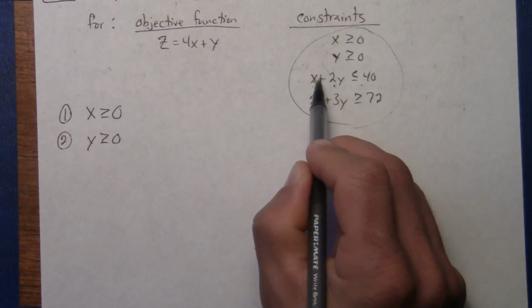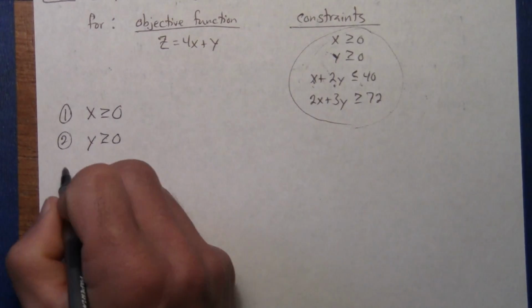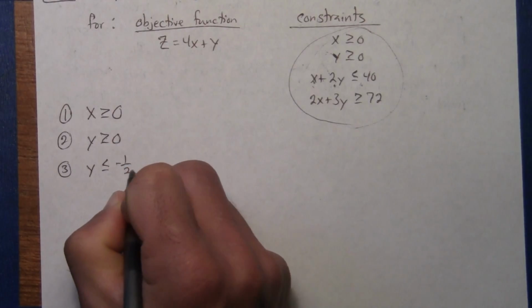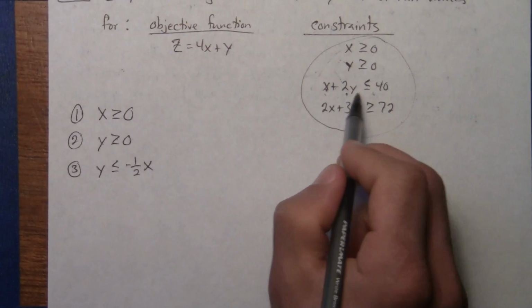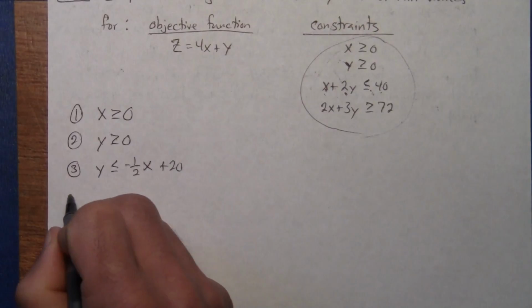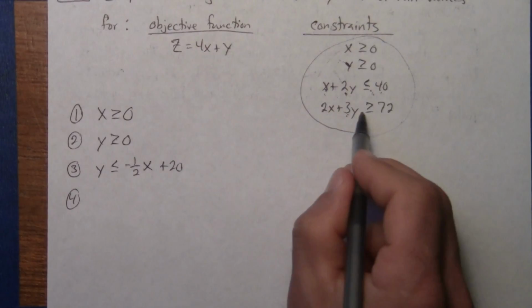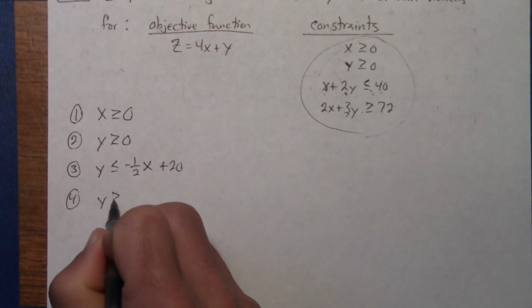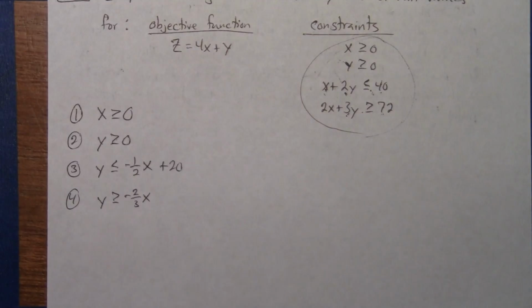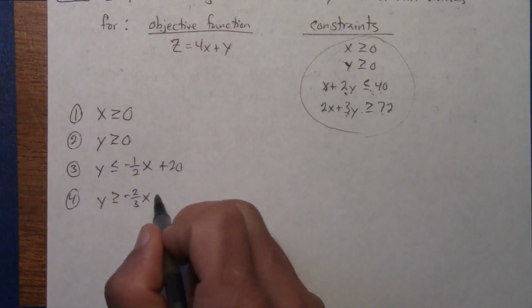So imagine now if I solve that for y, I'd have to subtract x, divide by 2. So my third inequality is going to be y is less than or equal to, remember I'm subtracting x and then dividing by 2, so that would end up being -1/2 x, and then dividing the 40 by 2 should give me 20. And then my fourth inequality, if I subtract the 2x, divide by 3, I'm going to get y is greater than or equal to -2/3 x, and then also divide that by 3, and that should end up giving me 36, I believe it is. Alright, so, sorry, not 36, but it should end up being 24.